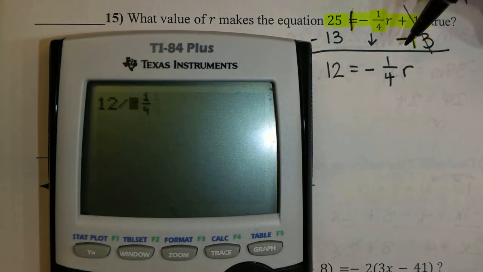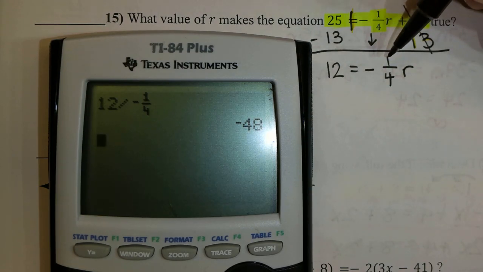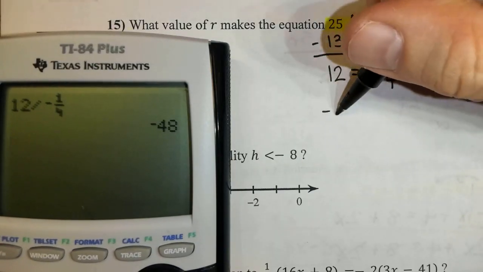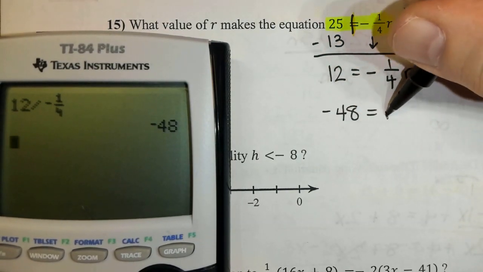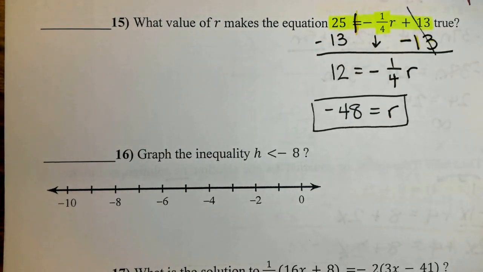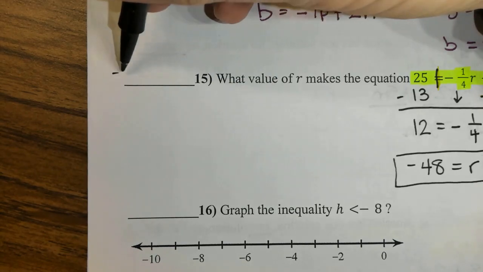And then you just type in 1/4. Don't forget the negative, right? So I have negative in the front. 12 divided by negative 1/4. And that's my answer. So I get negative 48 equals r. Okay. So I'm going to write that up here.